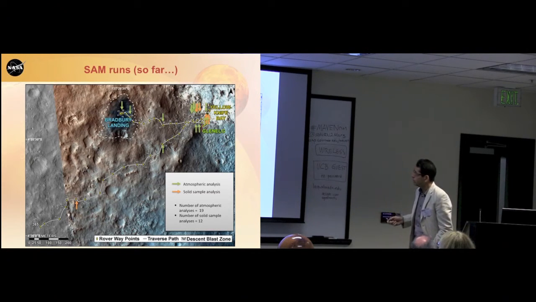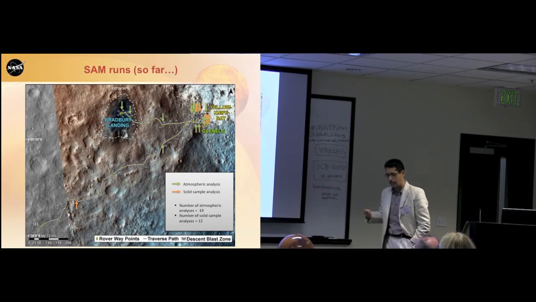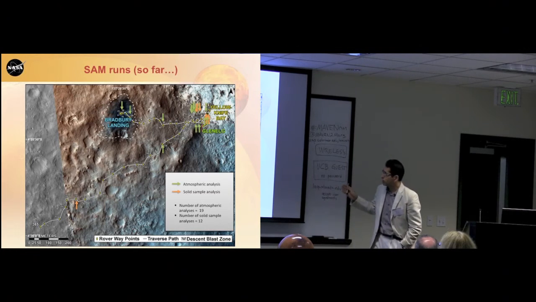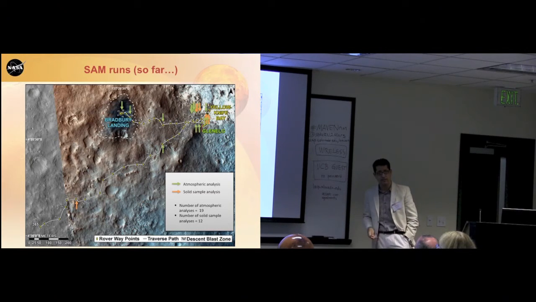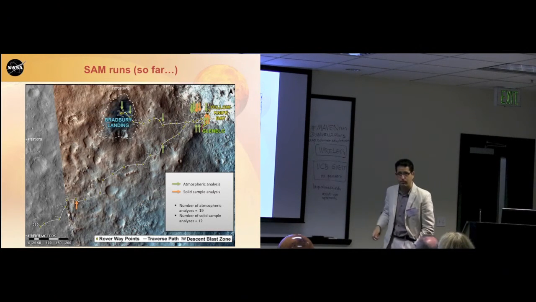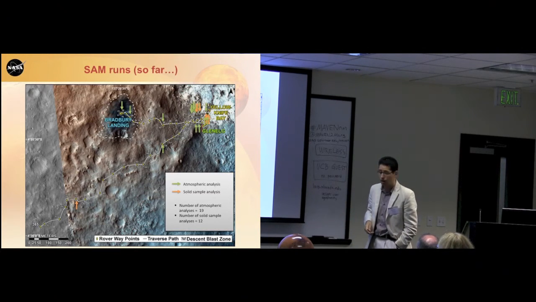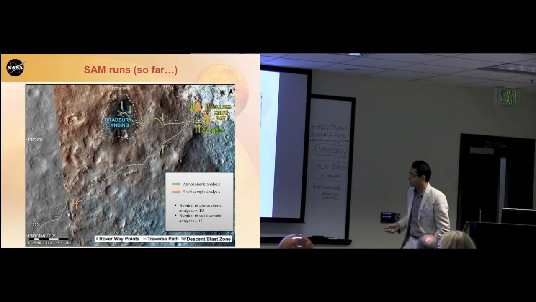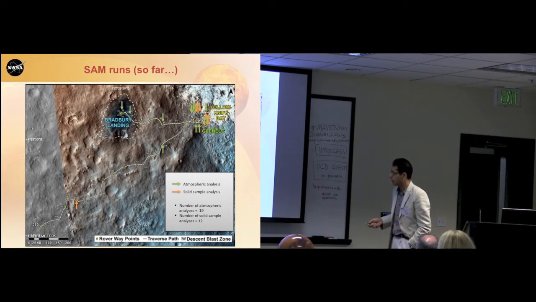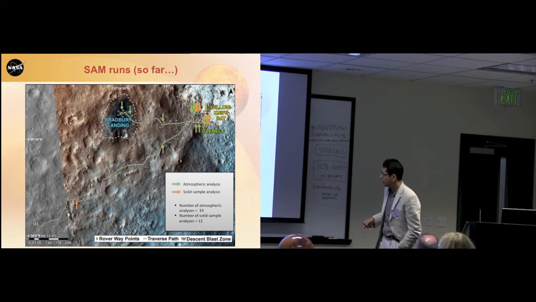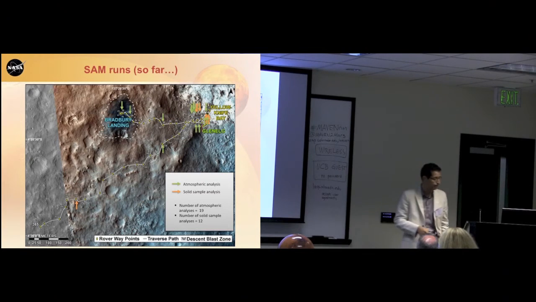So we carry out the same atmospheric experiments at different times of the day, and we're trying to keep doing this as the seasons advance, so we can see the effect of seasonal variation on the atmosphere. So far, I think this is a fairly accurate number, we did about 19 to 20 atmospheric analyses and about 12 to 13 solid sample analyses with SAM.